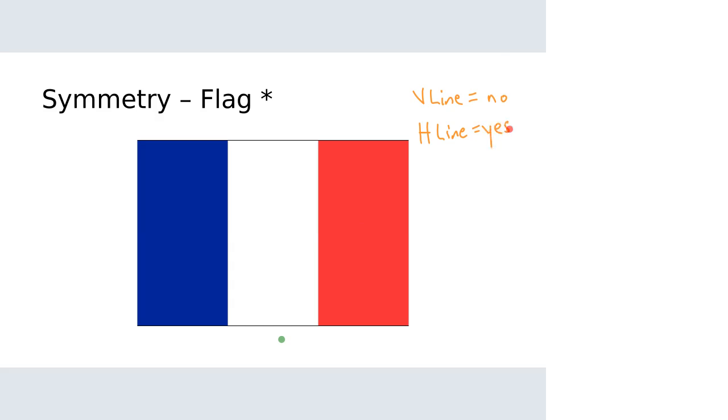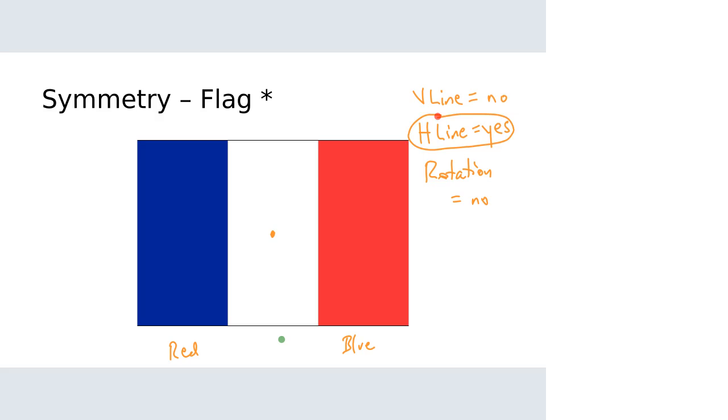Rotation symmetry. Right away, we can see it's a rectangle. So if we were to go 90 degrees, it would be the wrong direction. That's no good. But if we went 180 degrees, halfway around, so we put our center of rotation here and we turn it halfway around, we're going to run into the same problem we had with vertical line. If I rotate halfway around, the red's going to be over here and the blue's going to be over here, and that is not symmetry. So rotation is also going to be a no here. So we end up with the only type of symmetry that this particular flag has being horizontal line.